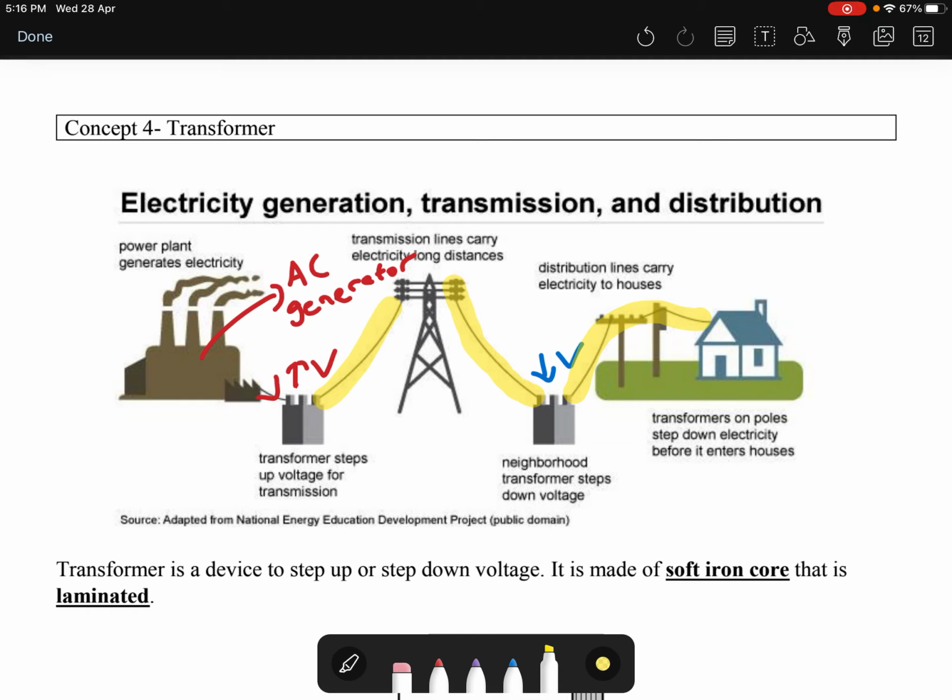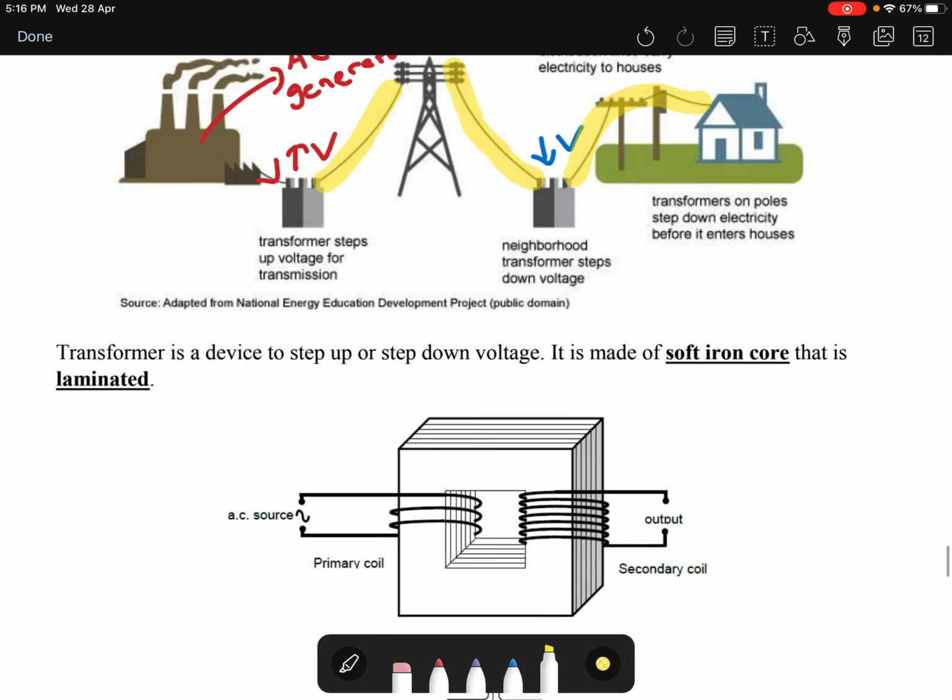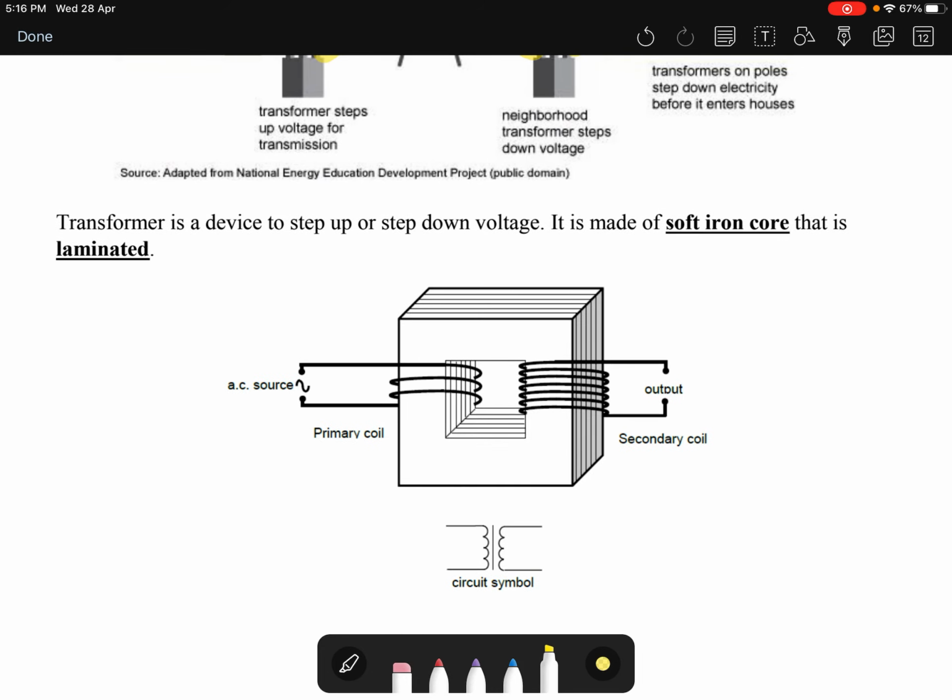Now we will learn what exactly a transformer is. A transformer looks like this. It's a device to either step up or step down your voltage. It is made of a soft iron core that is laminated. Later I will say why it is laminated. Laminated means that it's like many sheets of soft iron stacked together instead of just one whole bunch. So the transformer is basically made of a soft iron core.